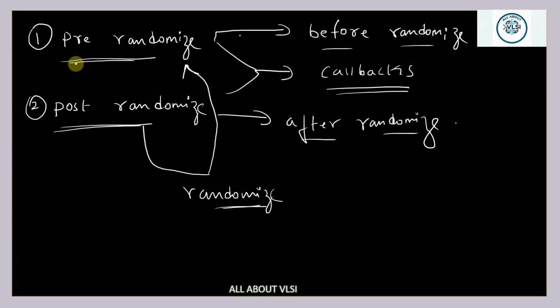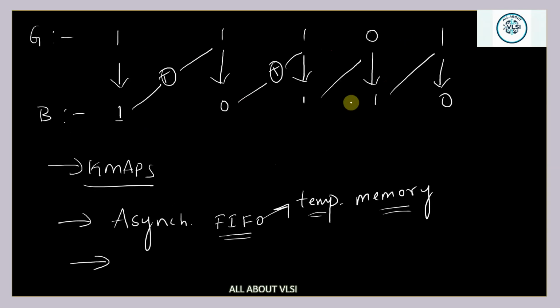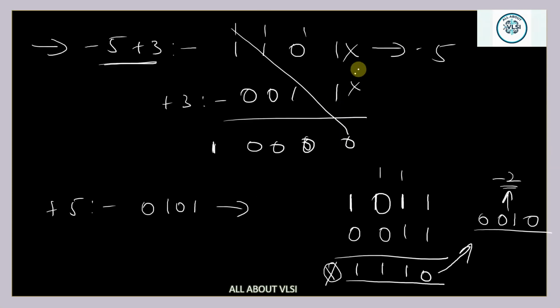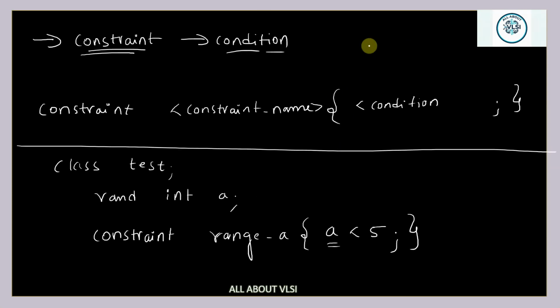Next, we have also seen that there are two functions: pre-randomize and post-randomize. Pre-randomize is called before the randomization happens, and post-randomize is called after the randomization happens. And we have seen that if we call the randomize function, it returns either one or zero.